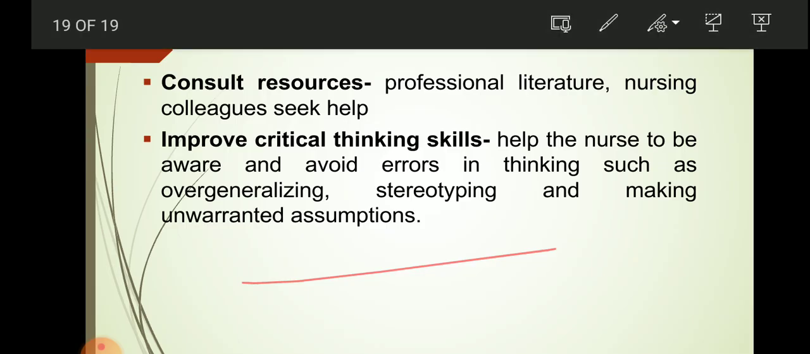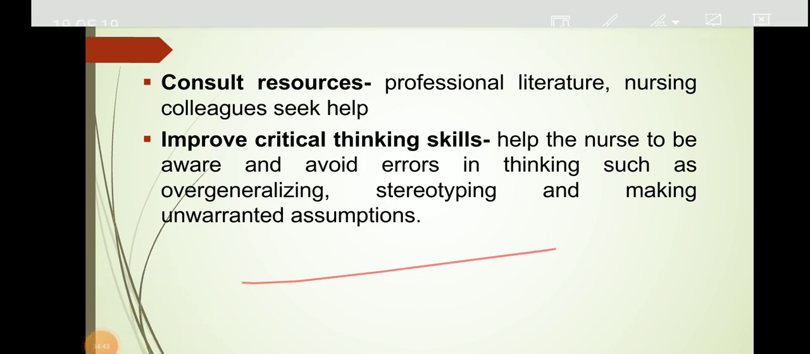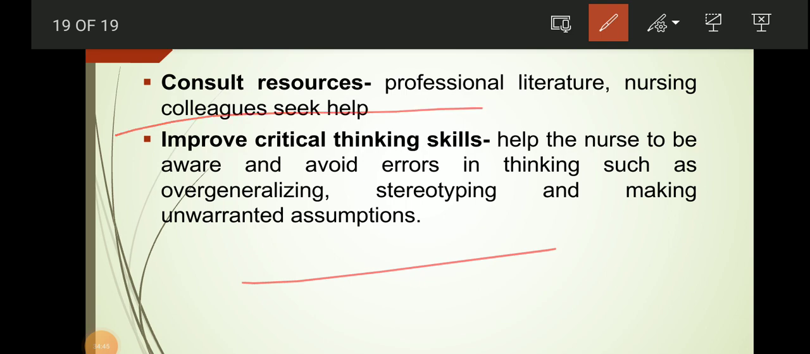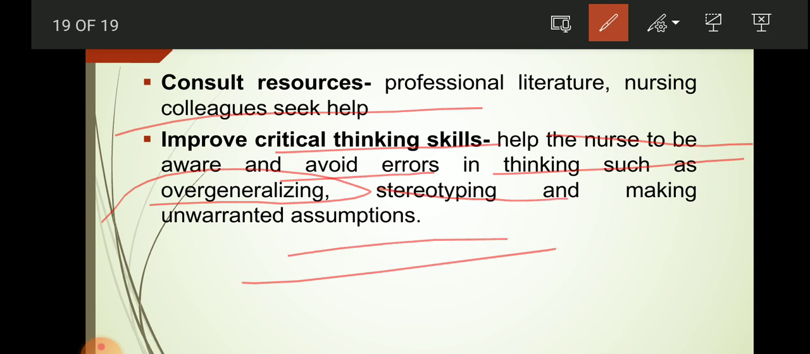Next would be consult resources, which is your professional literature, your nursing colleagues. You have to seek help from them and you improve your critical thinking skills. You help the nurse to be aware and avoid errors in thinking, such as overgeneralizing. So you don't need to overgeneralize, you don't need to stereotype and make unwarranted assumptions, because it will just lessen your chance to improve your critical thinking skills.